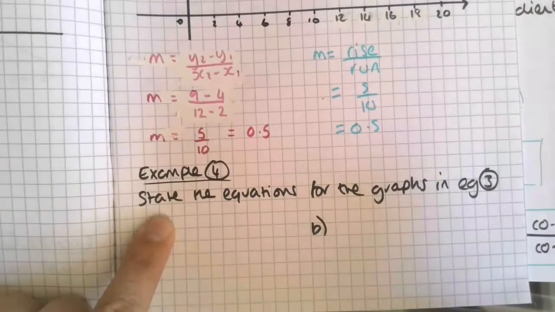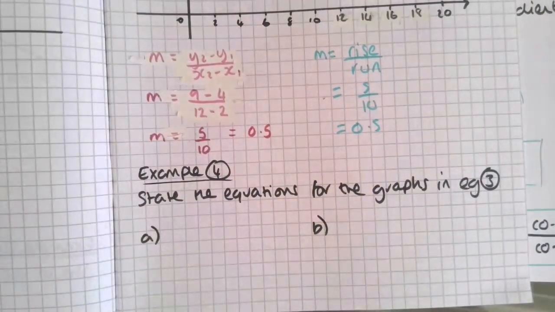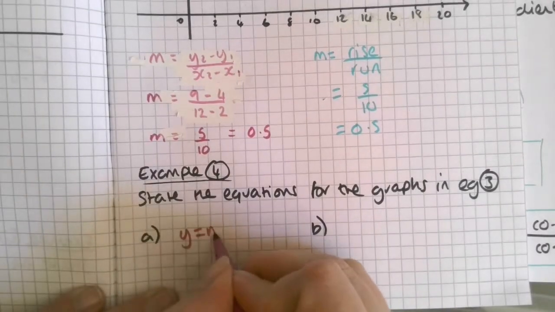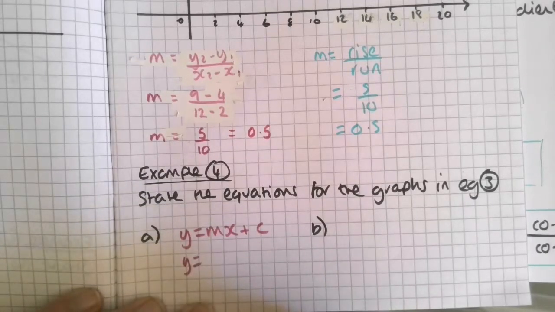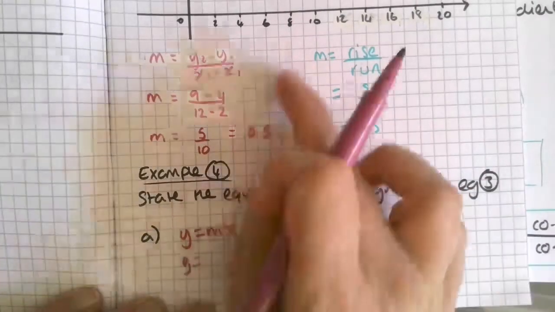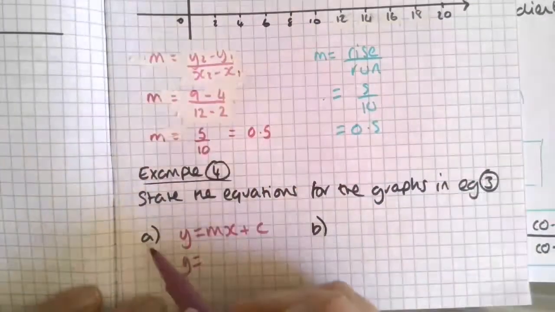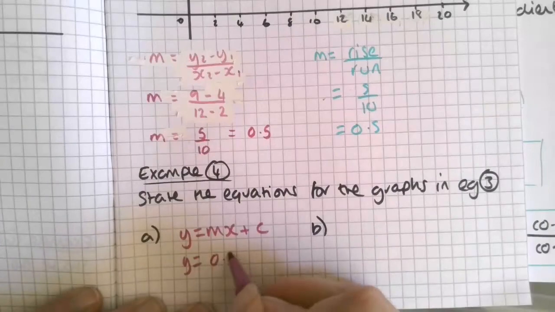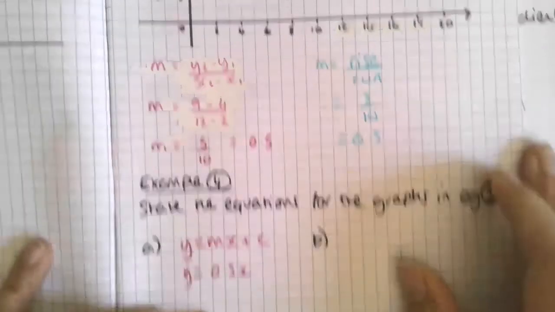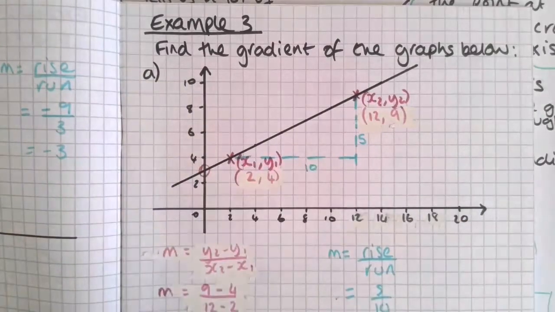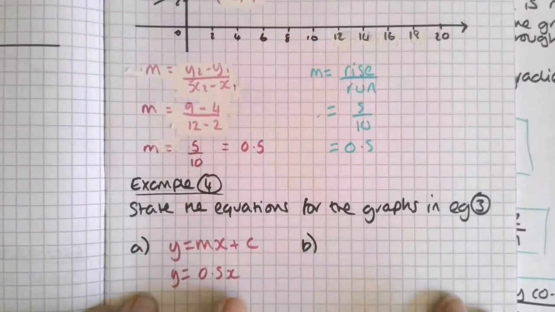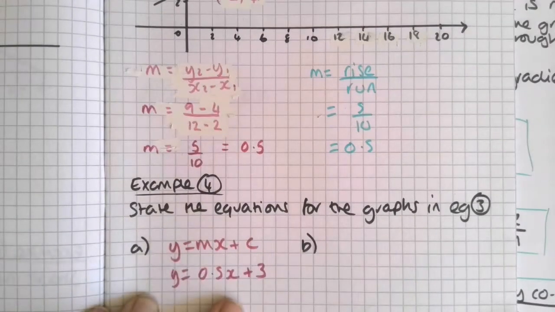So we need to think back to the equation for a straight line, which is y equals mx plus c. Okay, now m is the gradient. We've done the hard work already. If you got this question straight away, you would need to be doing all this to find the gradient, but we've already done it. So for A, our gradient was 0.5, and then c is the y-intercept. So my y-intercept here, the point where it crosses the y-axis, is at 3. So y equals 0.5x plus 3. And that's that one.